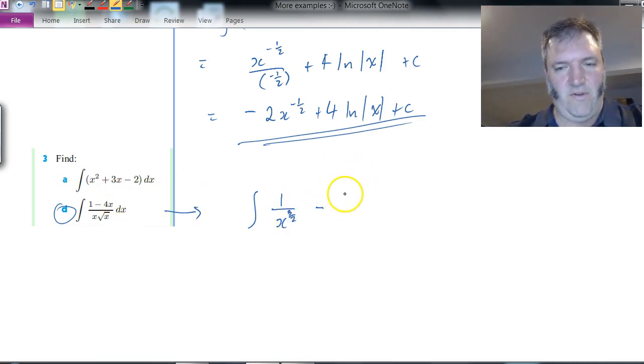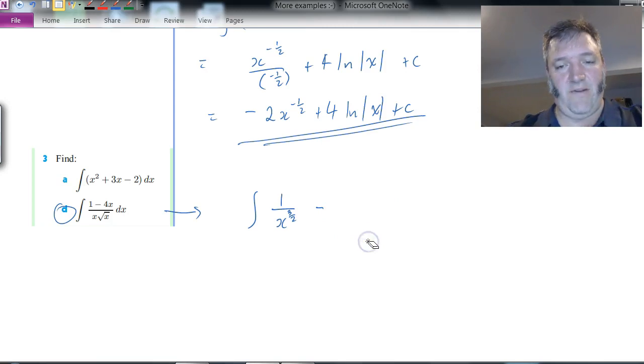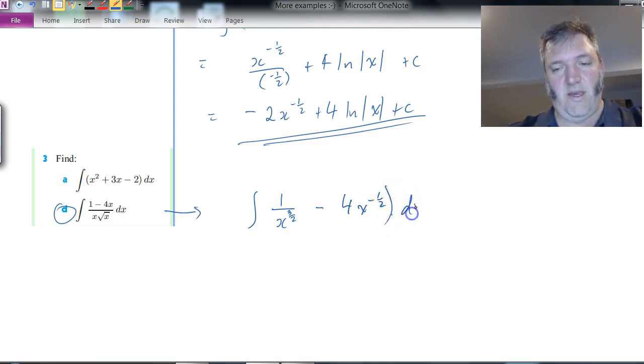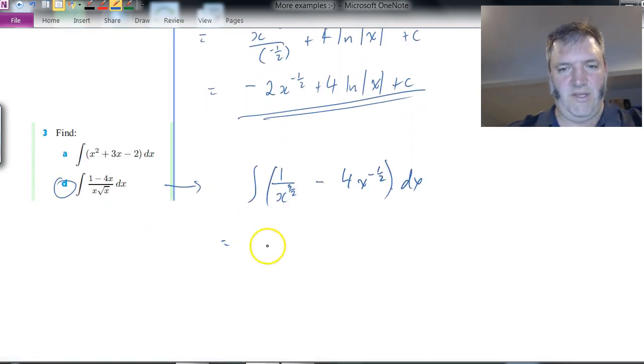Minus, if I do the 4x over x root x, you can see the x's would cancel. And that's 4 over root x. 4 divided by x to the half is just 4x to the negative a half dx. So this is x to the negative 3 on 2, add 1 to the power divided by the new power. Is that the one we just did before? It is, so that's pretty easy.